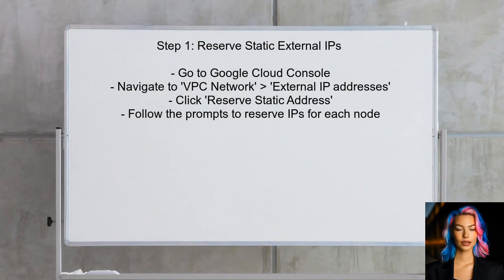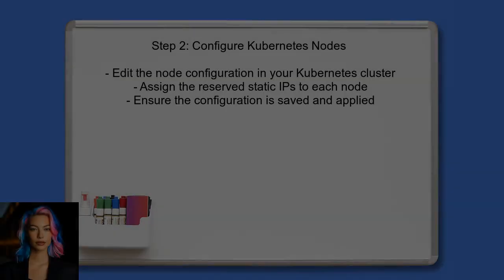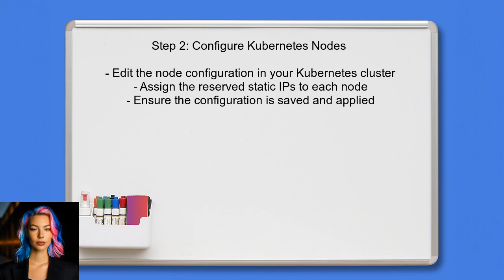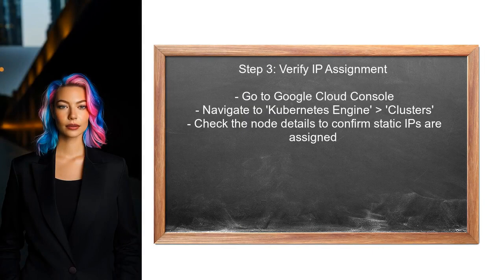To address the issue of changing external IPs during Kubernetes updates, the user should first ensure that they have reserved static external IP addresses for their nodes. This is crucial for maintaining consistent IP addresses. Next, the user should configure their Kubernetes cluster to use these reserved static IPs. This can be done by specifying the static IPs in the node configuration. After configuring the nodes, the user should verify that the static IPs are correctly assigned. This can be done by checking the node details in the Google Cloud Console.